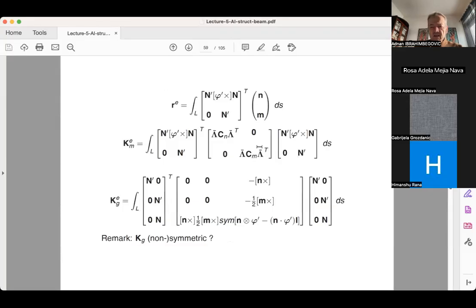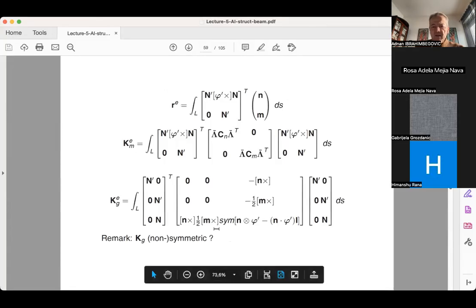So basically you can see that in reality, the true identification of a stiffness matrix, this material part is symmetric, but the geometric part is not necessarily symmetric. And then if you really want to get true quadratic convergence, you have to keep it non-symmetric.